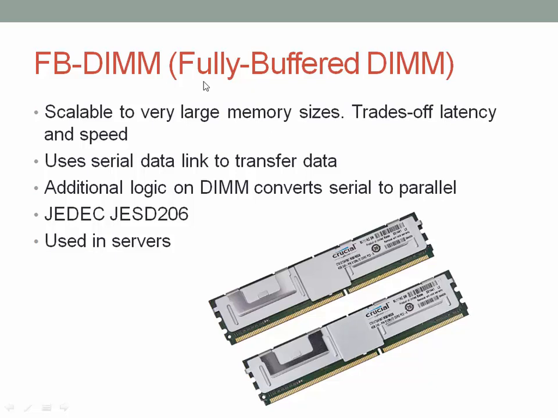Next is the FBDIMM, the fully buffered version, but this is very different from the past two DIMMs. There is onboard logic on the DIMM which converts parallel data from the DRAM chips into serial data, and that is sent serially to the memory controller. So this trades off latency and speed in order to get massive capacity. This is again used in servers.